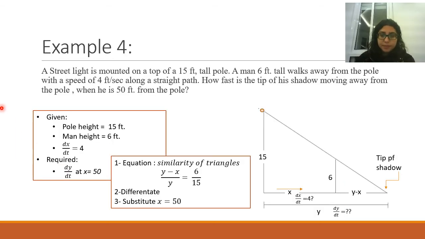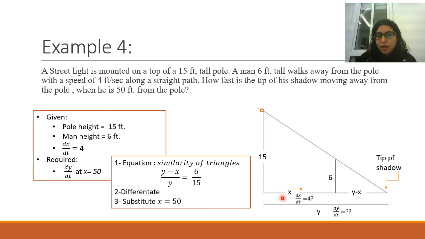Example 4. I have a street light mounted on top of a 15 feet pole. Here it is, the light, and here is the 15 feet tall pole. A man 6 feet tall, here is the man. He is walking away, so he is walking to the right with a speed of 4 feet per second.